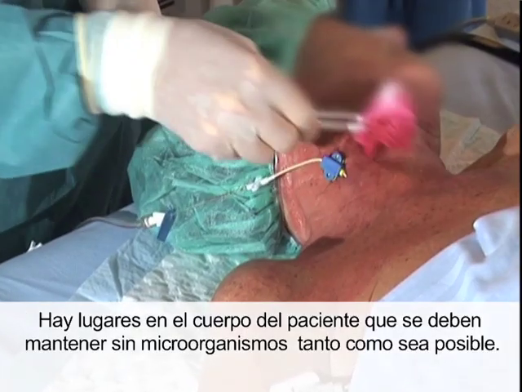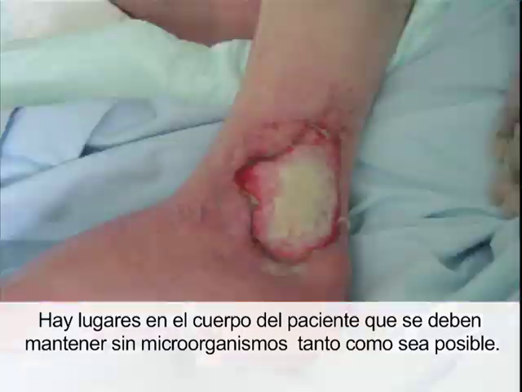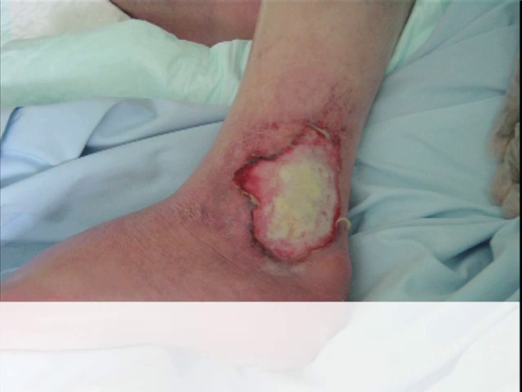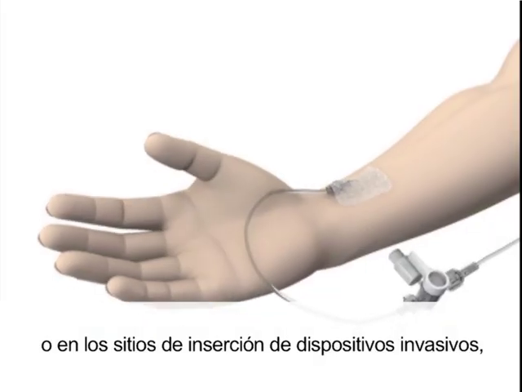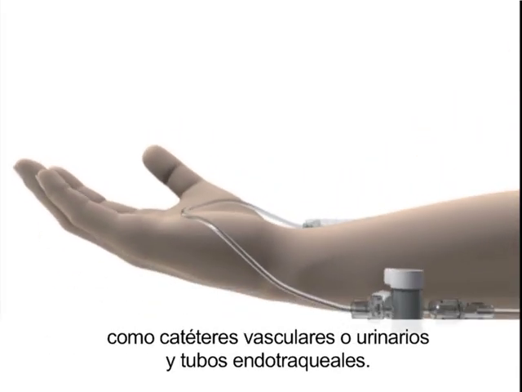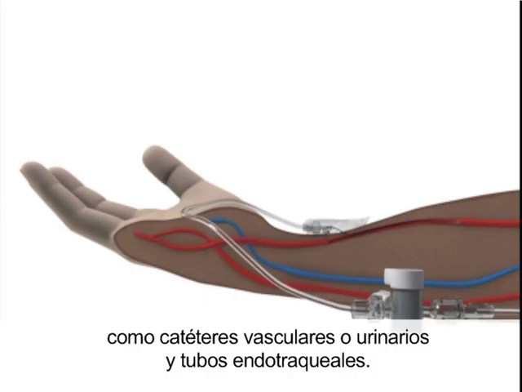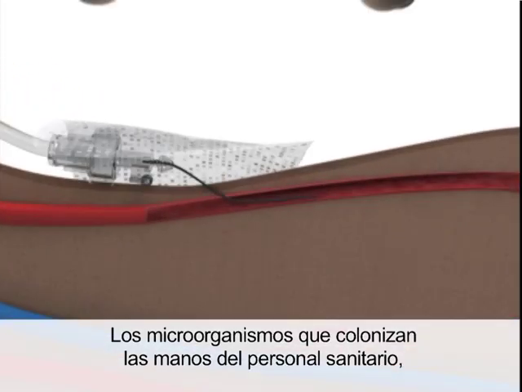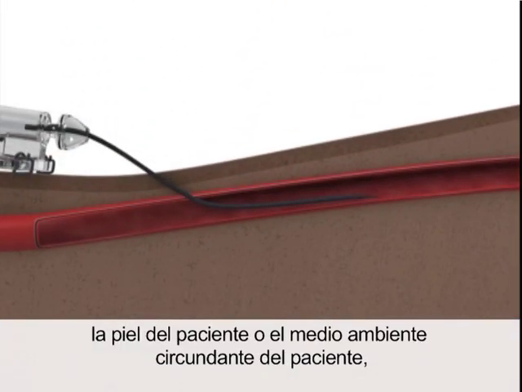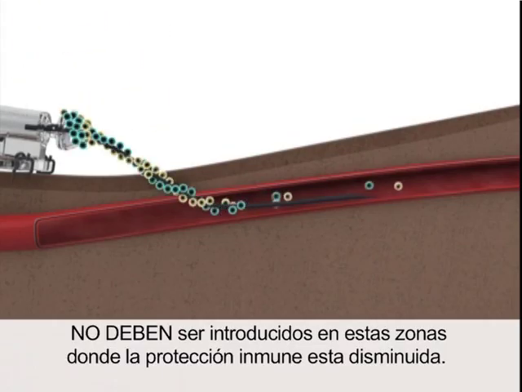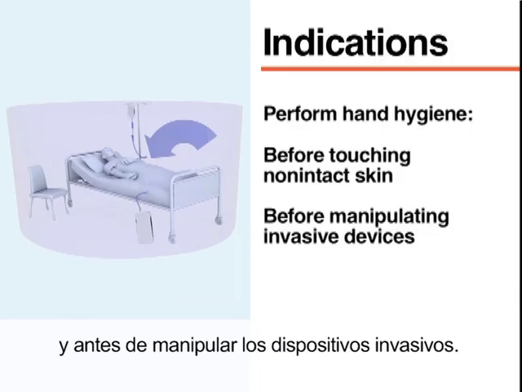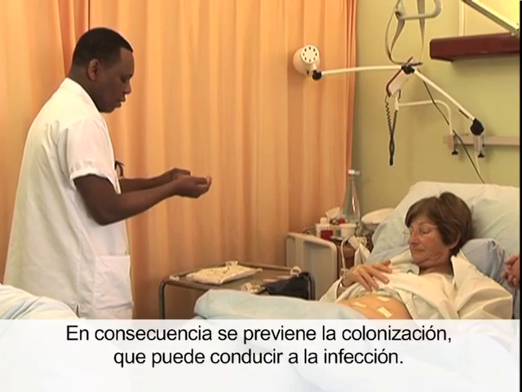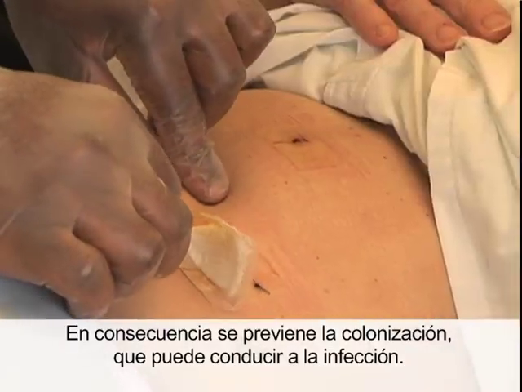There are body regions that must be kept as free of microorganisms as possible. These include zones of impaired host defense, such as breaks in skin and mucous membranes, surgical wounds, for example, or sites of invasive device insertion, such as vascular or urinary catheters and endotracheal tubes. Microorganisms that colonize the healthcare worker's hands, the patient's skin, or immediate surroundings must not be introduced into these zones of lowered immune protection. For these reasons, perform hand hygiene immediately before touching non-intact skin and before manipulating invasive devices. This will prevent colonization, which may subsequently lead to infection.